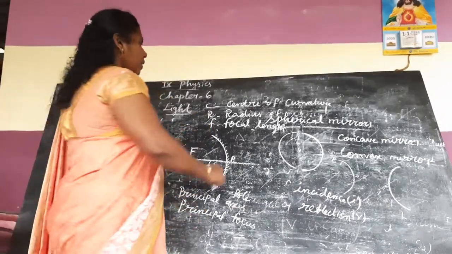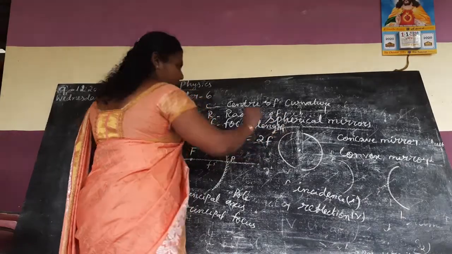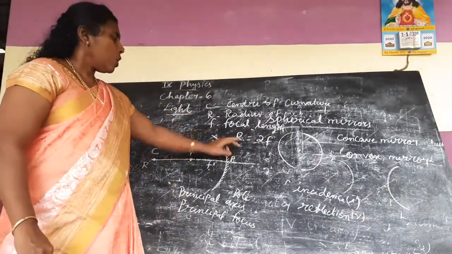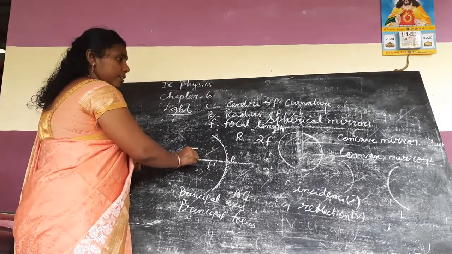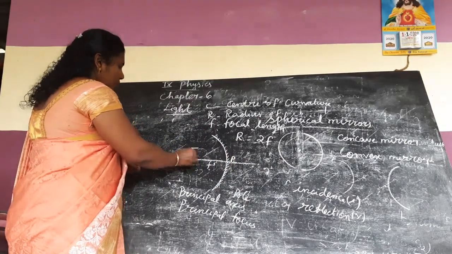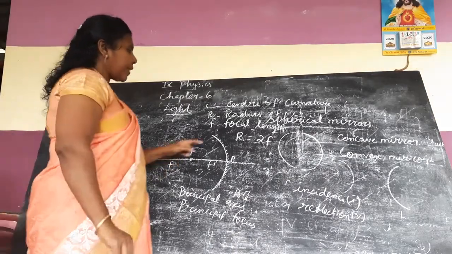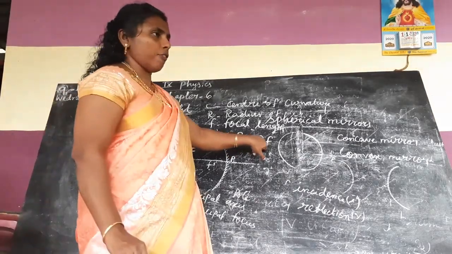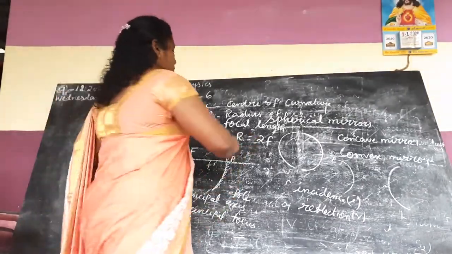From here you can study one formula: R equal to 2f. This is the formula for radius of curvature. The distance from the pole to the principal focus is f. Then from the principal focus to the center of curvature is also f. So we can write R equal to 2f, two times the focal length.